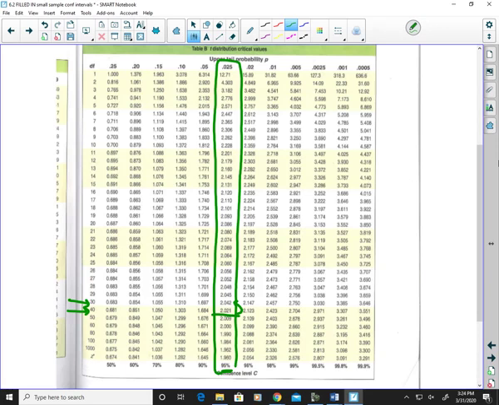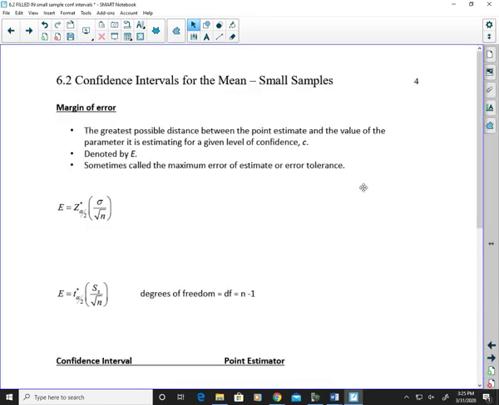But this textbook would have allowed you to use the Z value. But I would just as soon use the inverse T because then you can get the exact value for whatever degrees of freedom you have, and you would avoid the confusion.